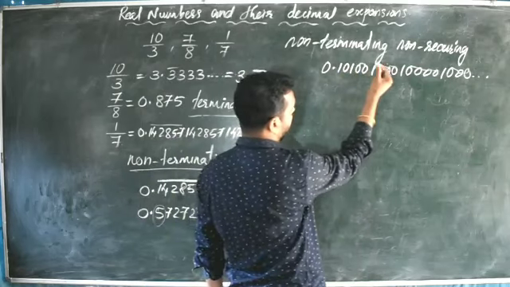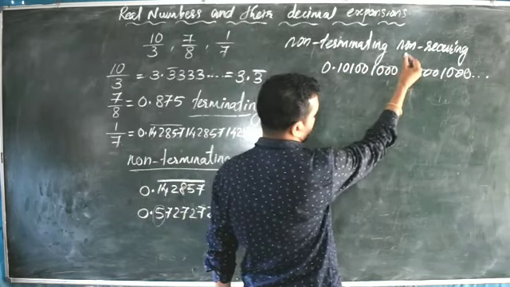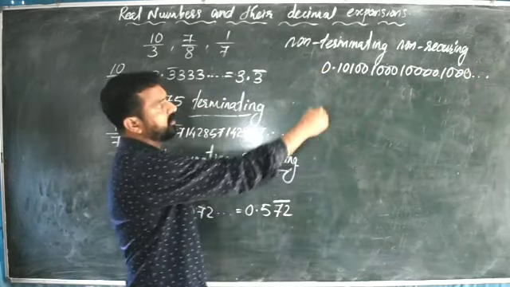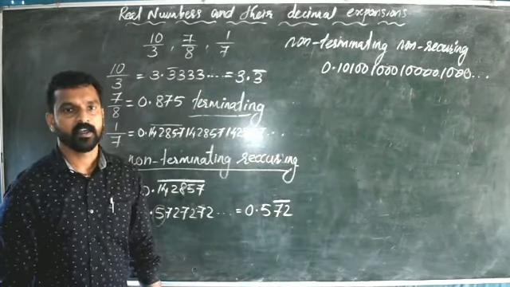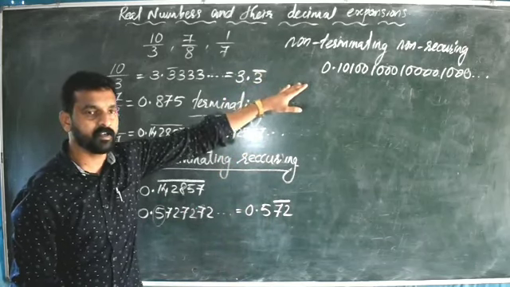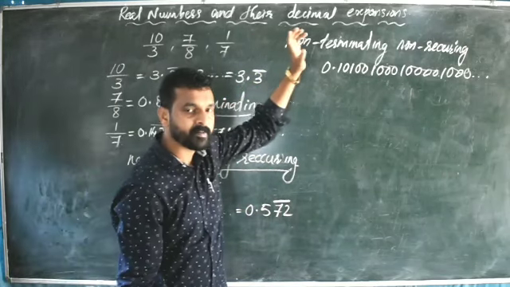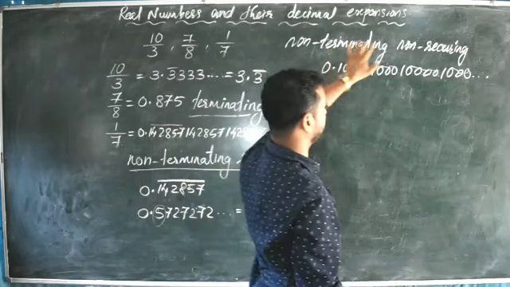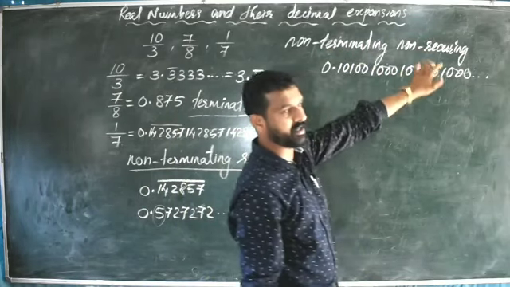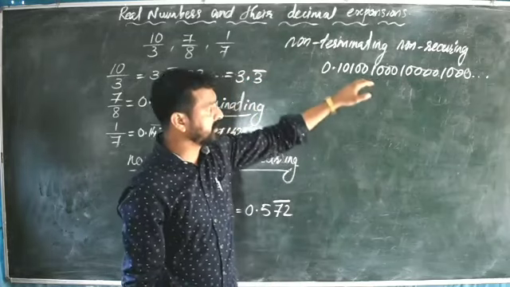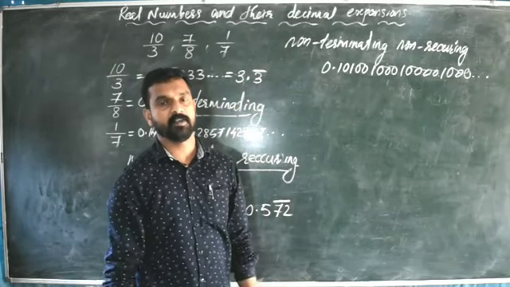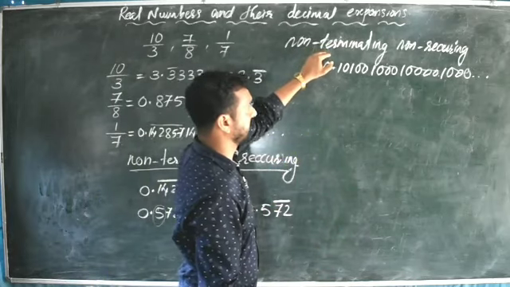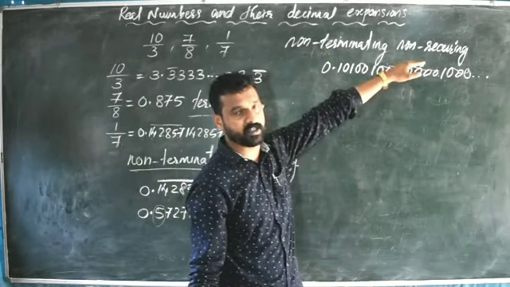10 bar we cannot write, 100 bar we cannot write, 1000 bar we cannot write. So it is non-terminating, non-recurring. The division process did not end, and the digits are not repeating after the decimal point. So it is called a non-terminating, non-recurring decimal, and these are the irrational numbers. So we can say that irrational numbers are non-terminating, non-recurring decimals.